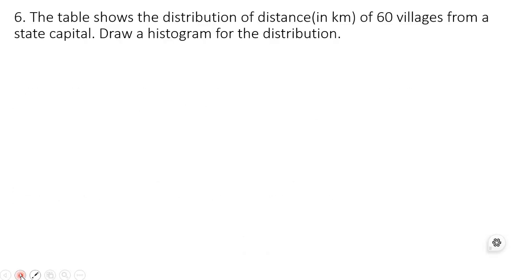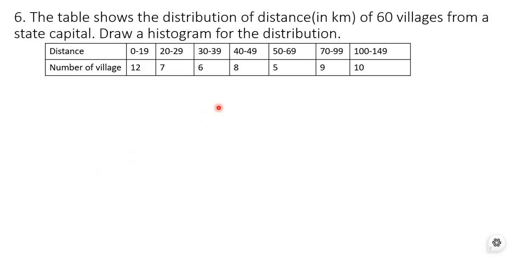We'll move over to question number 6, where we have a table that shows the distribution of distance in kilometers of 60 villages from the state capital, and we're asked to draw the histogram for this distribution. I have already a video on histogram. If you have an issue with histogram after this, you can just go to that video on histogram for equal class interval and unequal class interval.